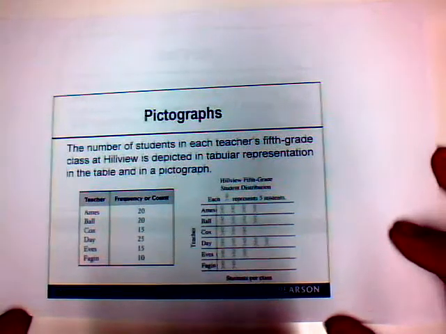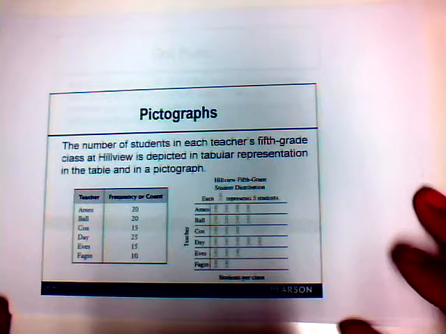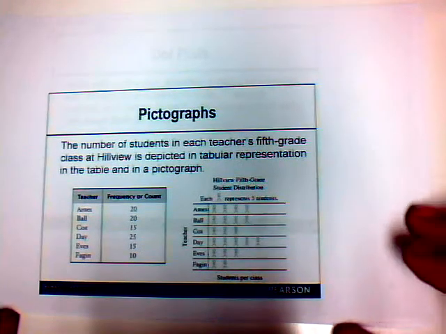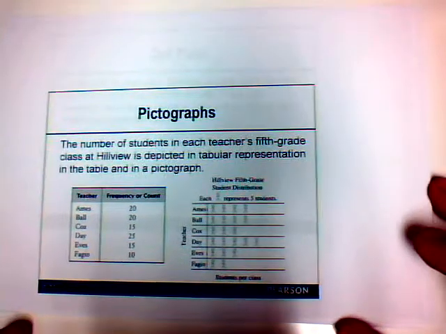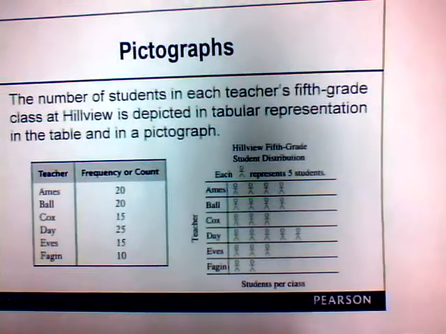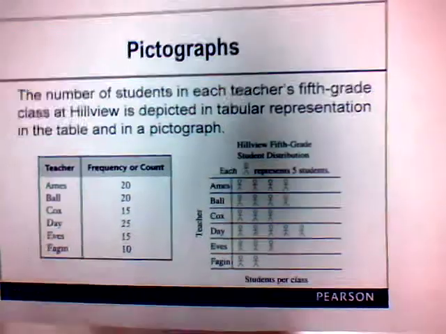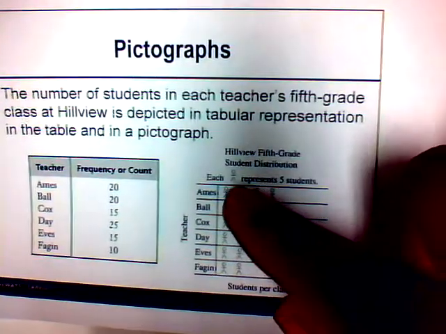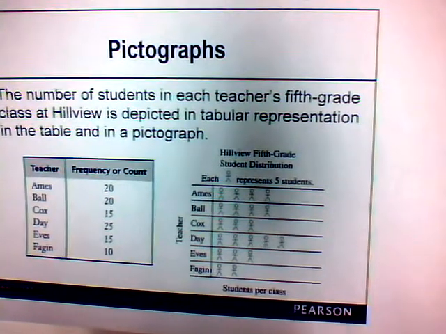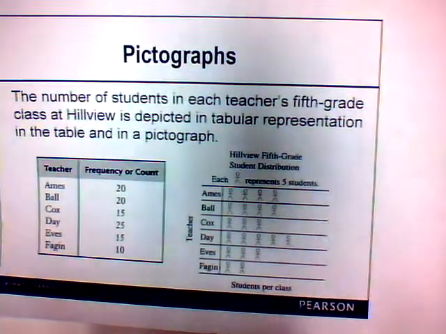Okay, so here's an example of another pictograph. The number of students in each teacher's 5th grade class at Hillview is depicted in tabular representation in the table and in a pictograph. So here, the left-hand side is just a table of each teacher and the frequency or the count. Okay, and each representation of a student represents 5 students. So to represent 20 students in Ames' class, you will need 4 of these icons of a student.